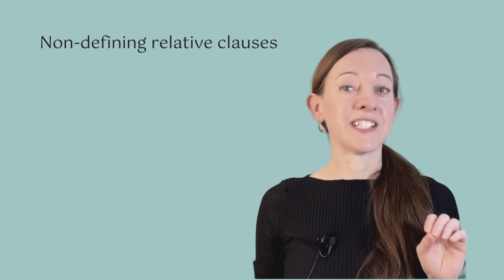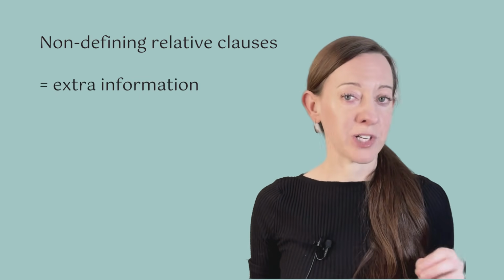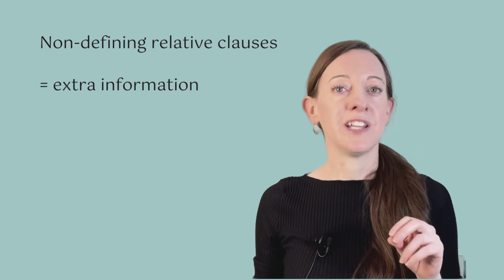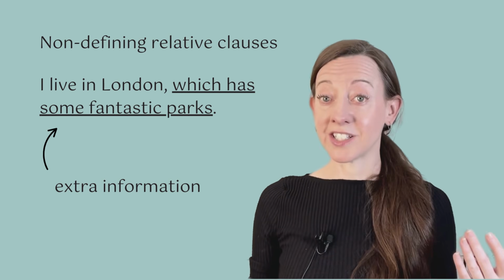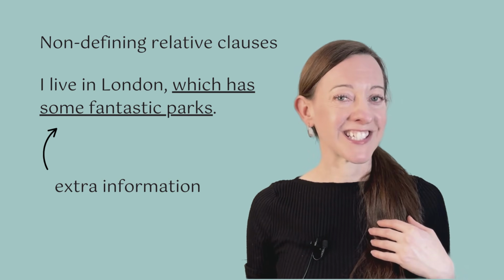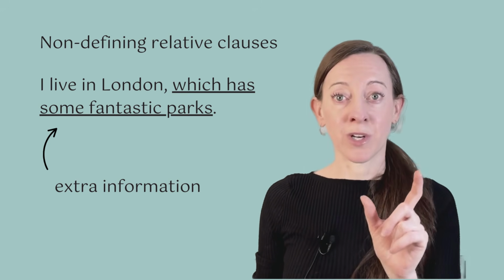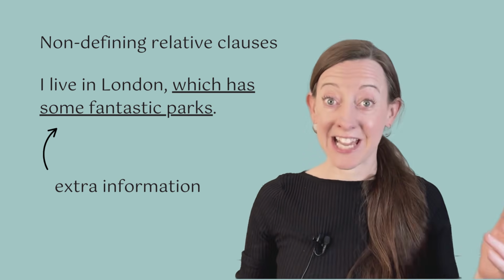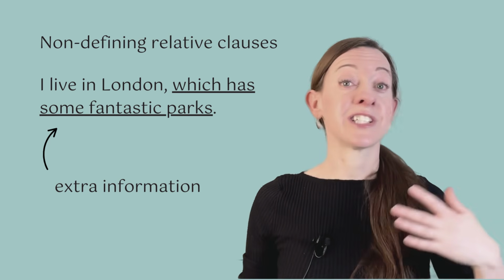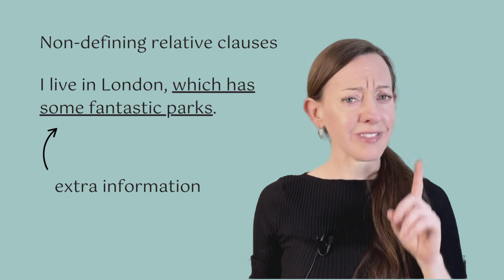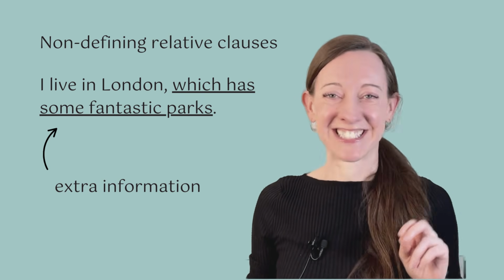On the other hand, a non-defining relative clause gives us extra information about something. We don't need this information to understand the sentence. I live in London, which has some fantastic parks. I think the person I'm talking to understands what I mean when I say London, which city I mean. So, which has some fantastic parks is just extra information. It's very true as well, to be clear. The parks in London are great.